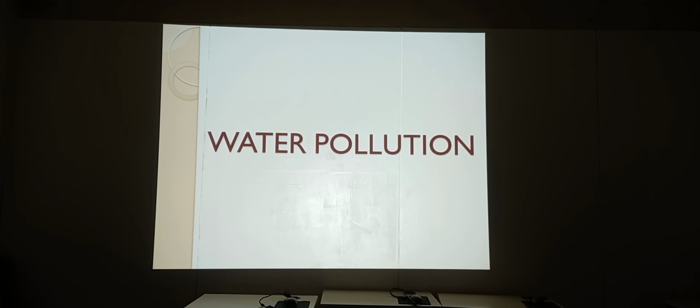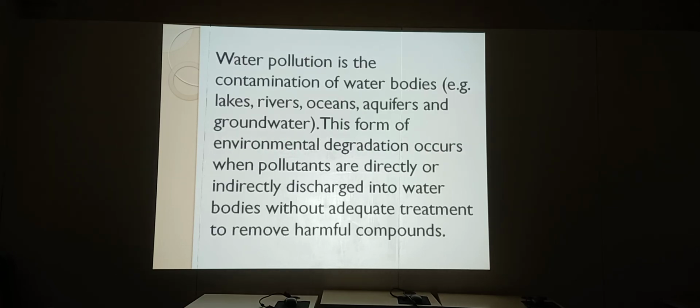So next is water pollution. Water pollution is the contamination of water bodies, into lakes, rivers, oceans, aquifers and groundwater. This form of environmental degradation occurs when pollutants are directly or indirectly discharged into water bodies without adequate treatment to remove harmful compounds. So, water pollution is the contamination of water bodies.